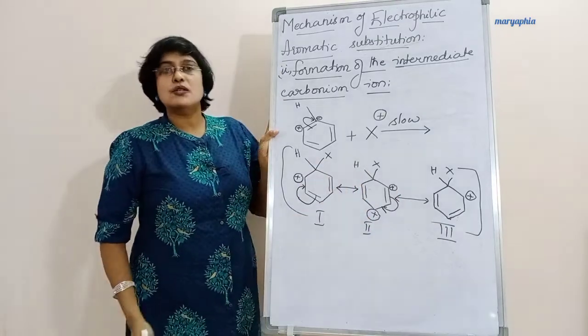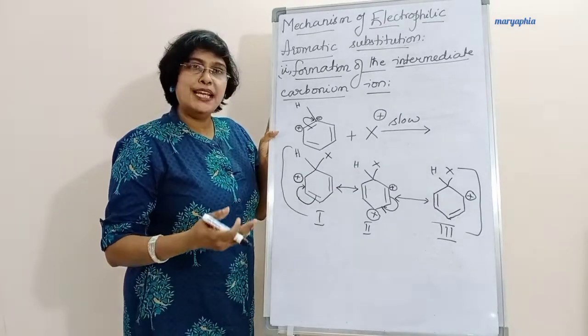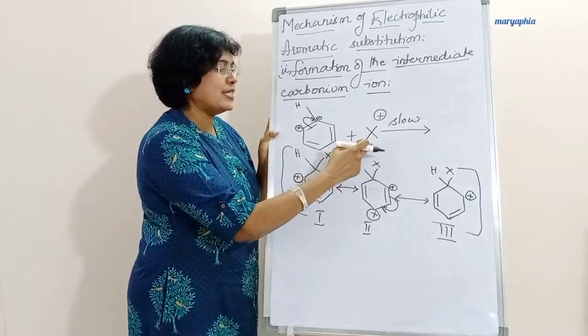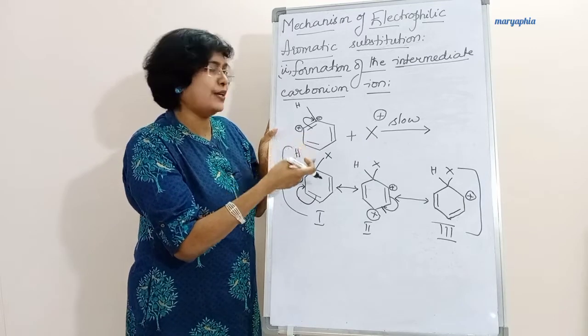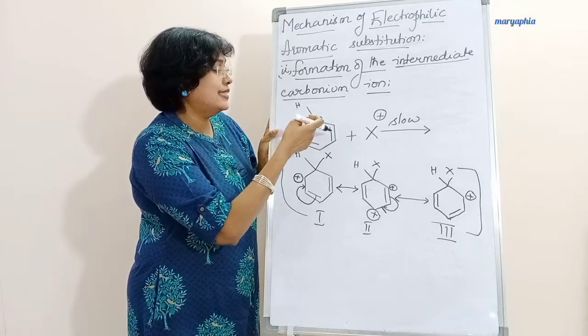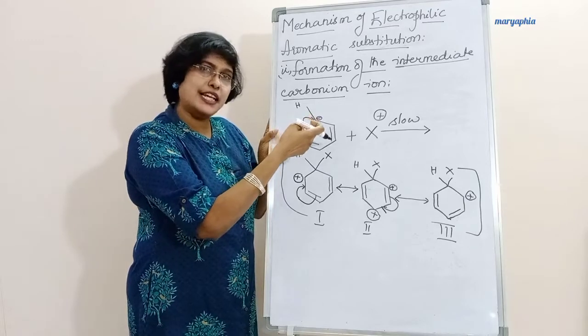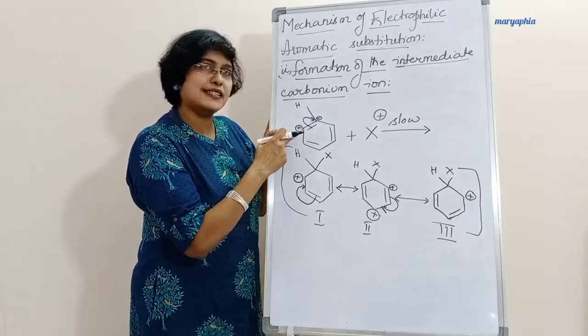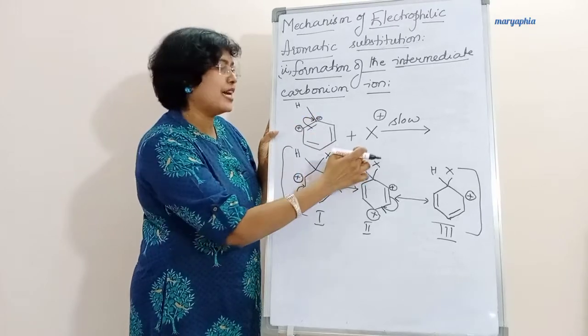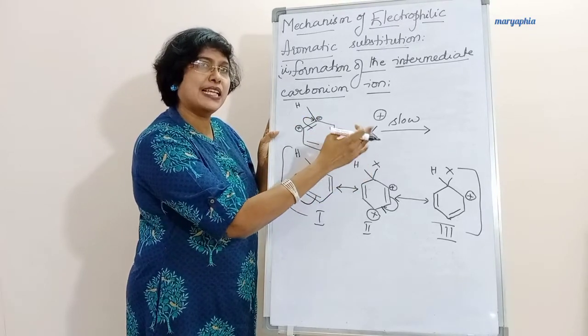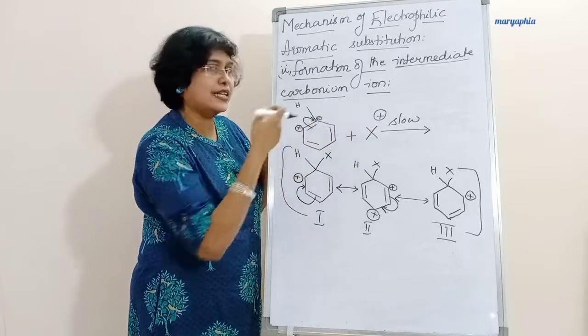Okay students, so what is being formed here first? When X plus approaches the benzene ring, it undergoes the electromeric effect, by which one of the carbons acquires a negative charge and the other gets a positive charge. Then the carbon which has the negative charge attracts this X plus. That means a bond is formed between this X and carbon.